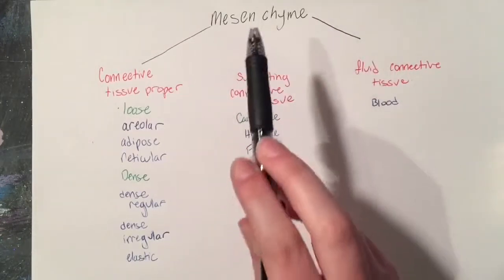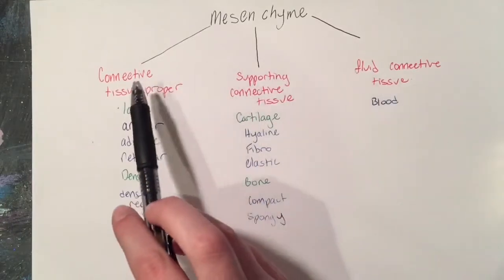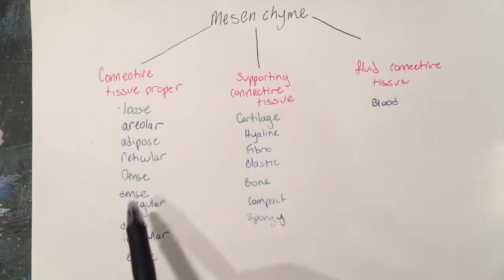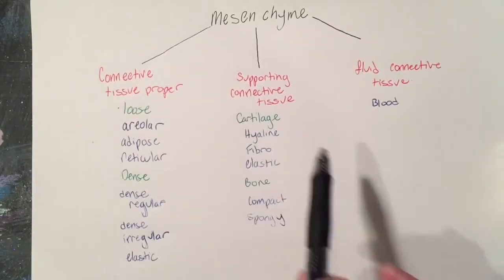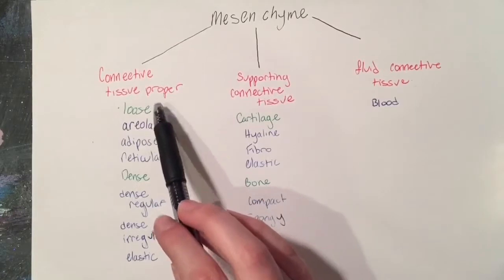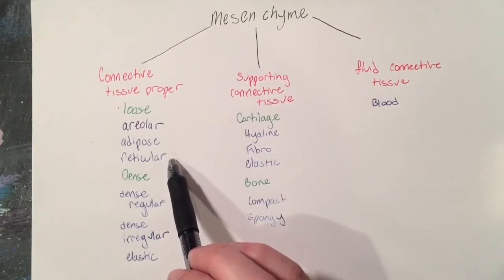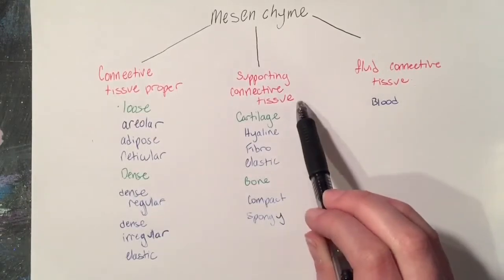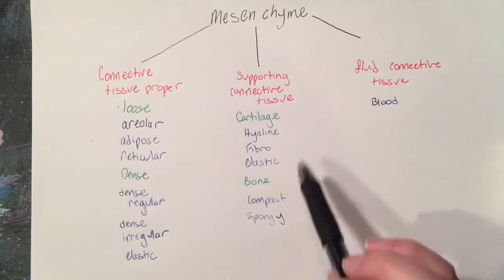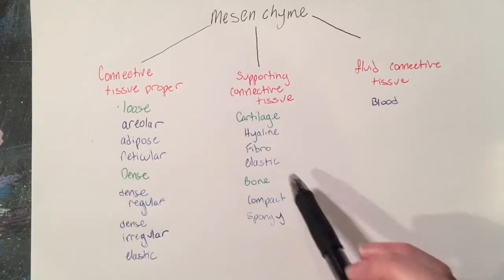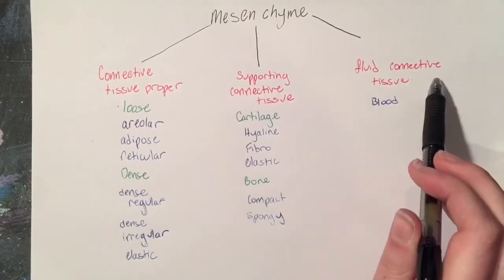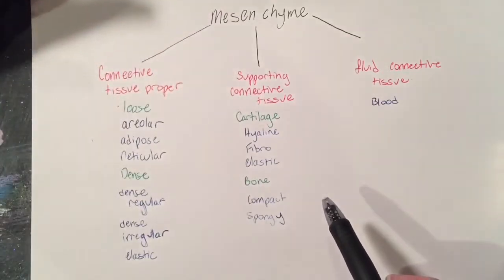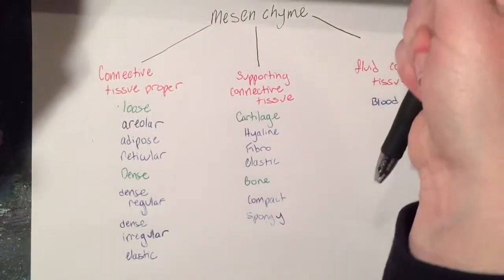So the mesenchymal cell can turn into 3 different types of connective tissue: connective tissue proper, supporting connective tissue, or fluid connective tissue. And each of these break down into more groups. In connective tissue proper, there's loose, which contains areolar, adipose, and reticular, or dense, which contains dense regular, dense irregular, and elastic. Supporting connective tissue has cartilage and bone. Cartilage breaks into hyaline, fibro, and elastic. Bone, compact and spongy. And fluid connective tissue only has one, which is blood. I'm going to grab some slides and we can discuss these further.